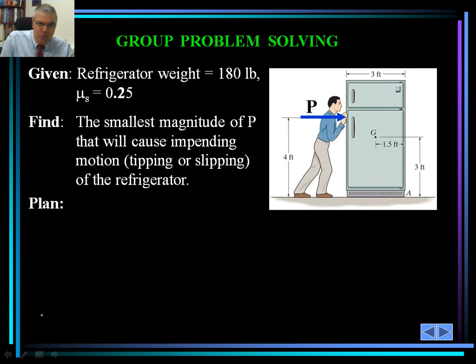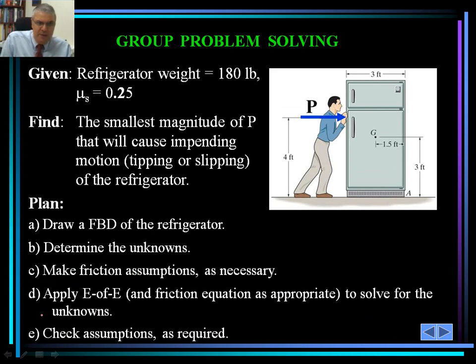Let's do a group problem solving. We have a refrigerator that's shown as such. It weighs 180 pounds. The coefficient of friction is given, mu sub s as 0.25. We would like to determine the smallest magnitude of force P that will cause impending motion, tipping or sliding of the refrigerator. So again, similar to what we have discussed, but the problem is now given here.